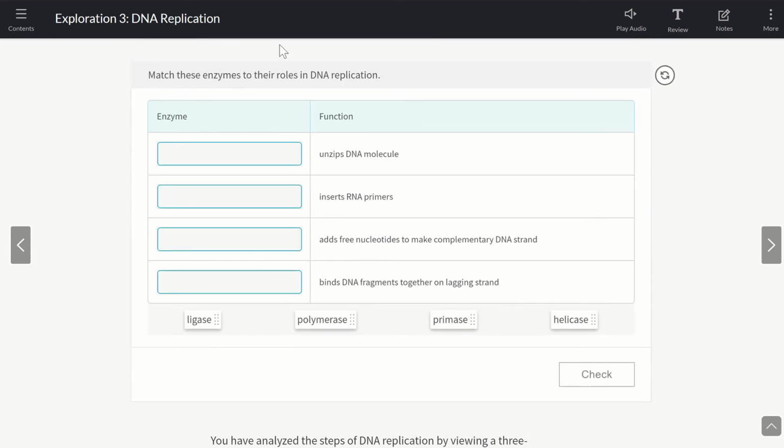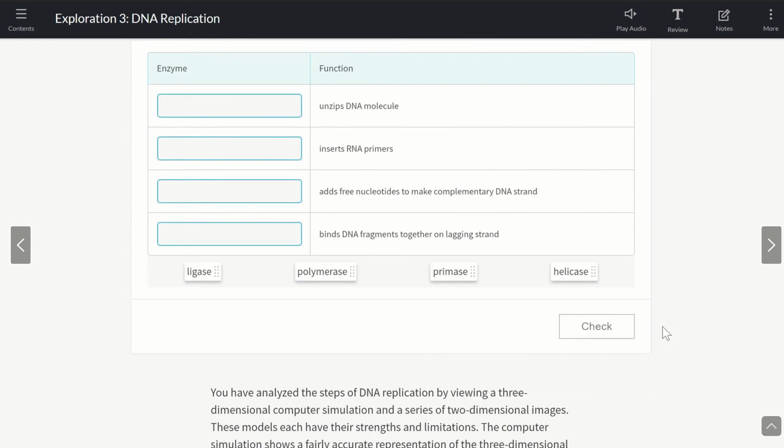And again, your textbook is full of all kinds of great graphic organizers. This one is particularly great because it talks about the 4 different types of enzymes that are involved in this process.